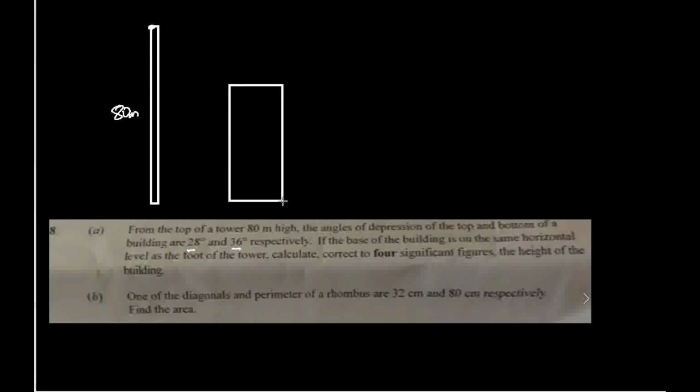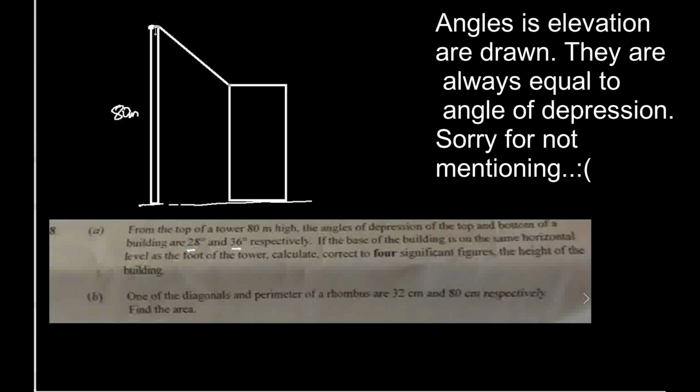Question number 8. From the top of a tower, 80 meters high. Okay, let me draw a tower which is 80 meters high. The angles of depression of the top and bottom of a building. So I need a building also. Okay, this is the building. They are obviously on the same ground level. Now the angles of depression from the top of the tower to the top of the building and the bottom of the building are 28 and 36.